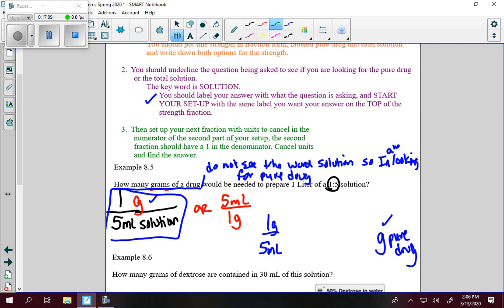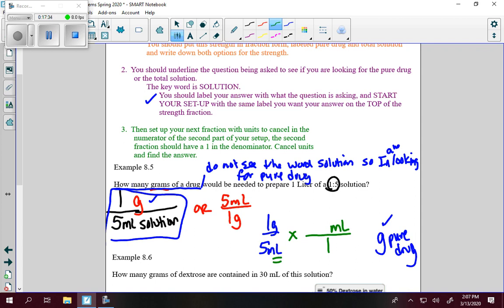Then step 3 says set up your next fraction with units to cancel in the numerator. So times milliliters here, because I had to cancel those milliliters there. And the second fraction should have a 1 in the denominator. Notice how I have not looked at the problem yet, because I don't know what I'm looking for to set up my problem until I get this far.